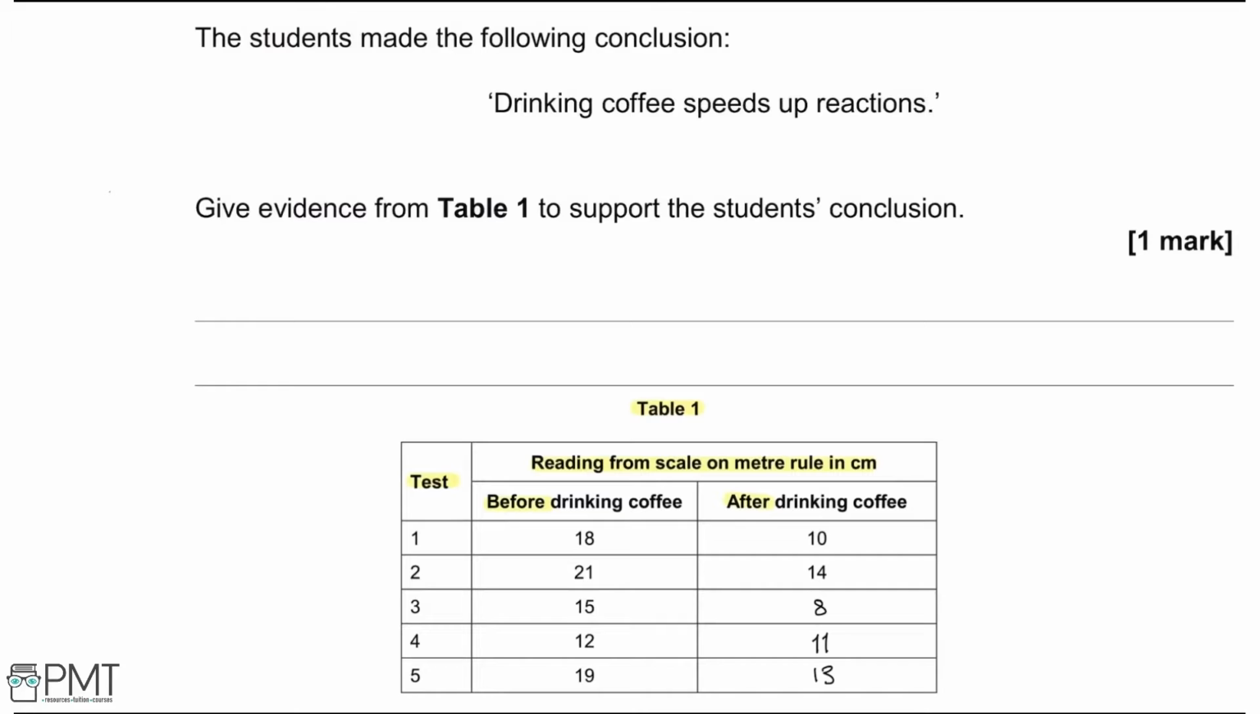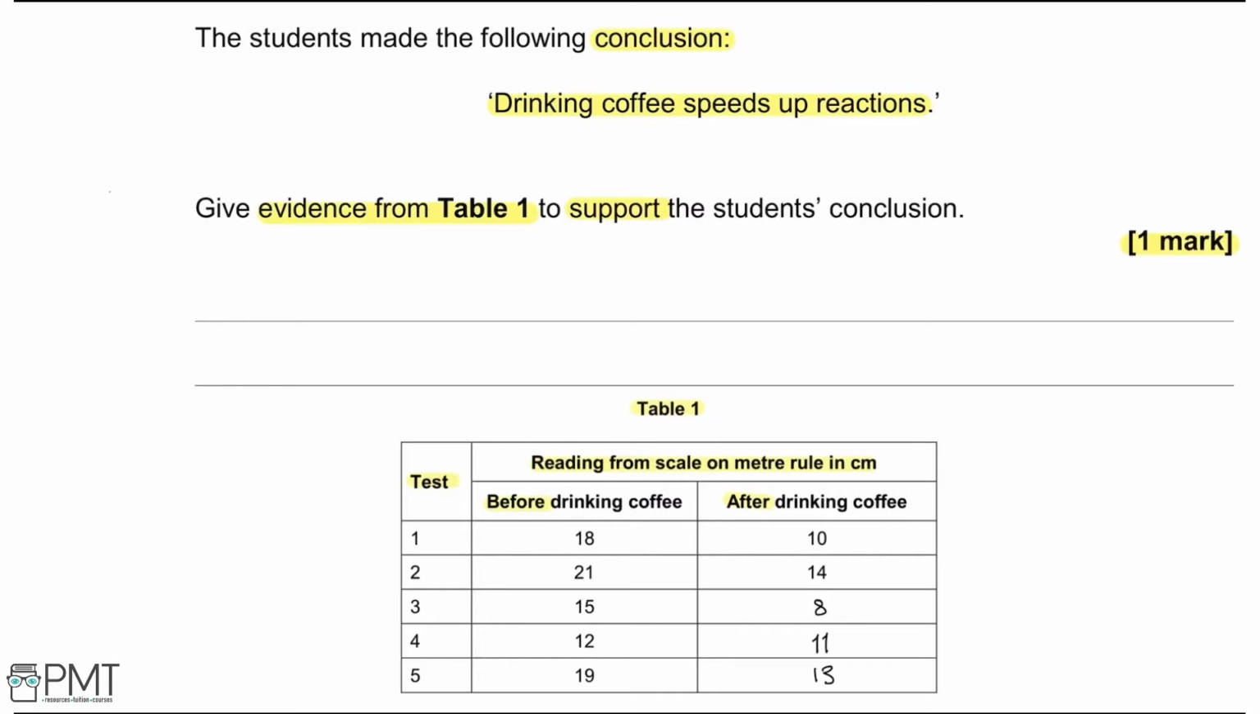The students made the following conclusion. Drinking coffee speeds up reactions. Give evidence from table 1 to support the student's conclusion, and this question is worth 1 mark. So what you need to do is compare the distances that the ruler has fallen in table 1, and if it's fallen further, we know the reaction time is longer.